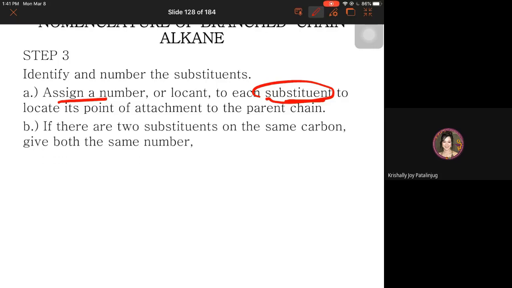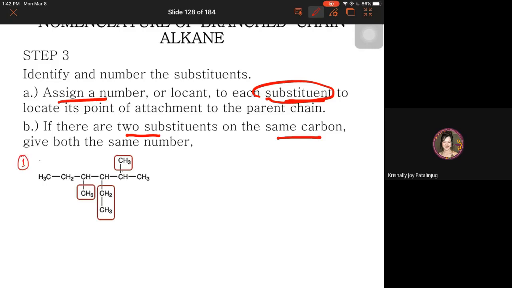Letter B, if there are two substituents on the same carbon, merong isang carbon sa parent chain, meron siyang dalawang sanga. If that is the case, give both the same number. Sige lang, you will appreciate this upon application sa step. Sige, for example, ito ulit. Okay, familiar yung molecule, di ba? Ito pa rin yung kanina.